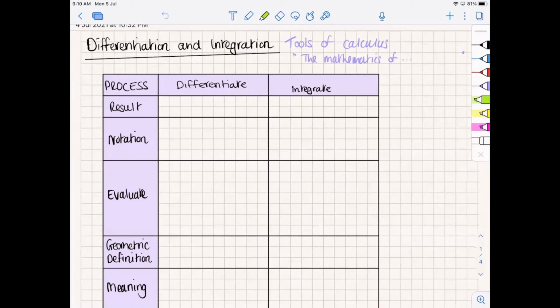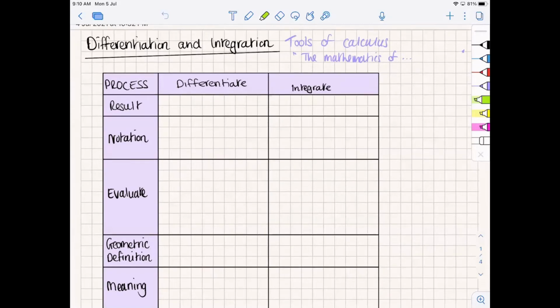What we're going to do today is summarize everything that we've done over the past 6 weeks. Differentiation and integration go hand in hand. They are reciprocals of each other. Just like addition and subtraction, multiplication and division, differentiation and integration go together. They are opposites of each other, and they are two very powerful tools of calculus.